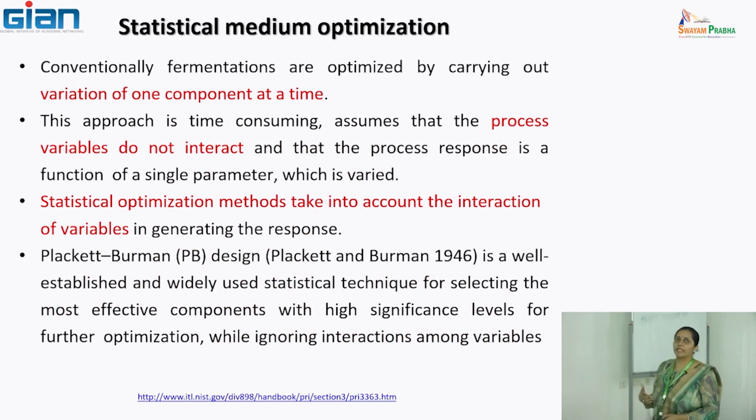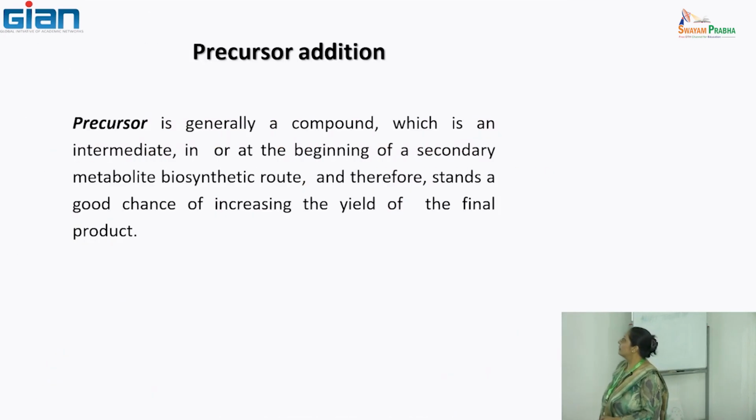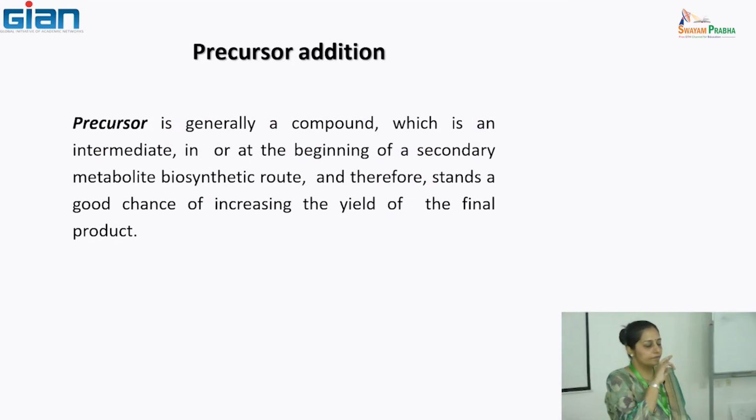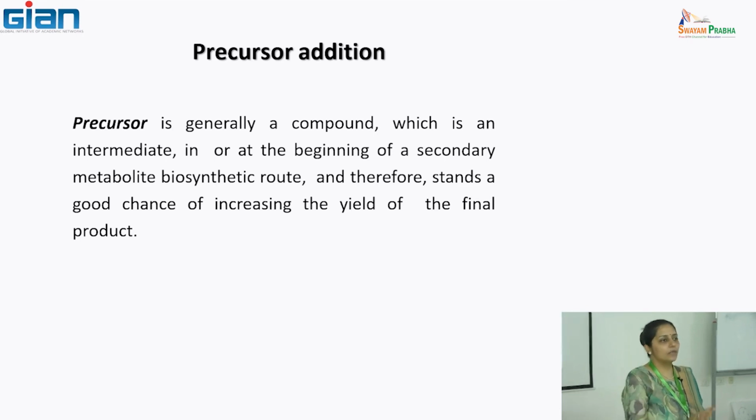Now, what should be kept in mind? I just spoke about how these statistical optimization tools can be used to reduce the number of hit and trial and the number of experiments to reach the optimum media composition. Now, let's say you have optimized the media, which includes your hormones also and your major salts, micronutrients. So now that is done.